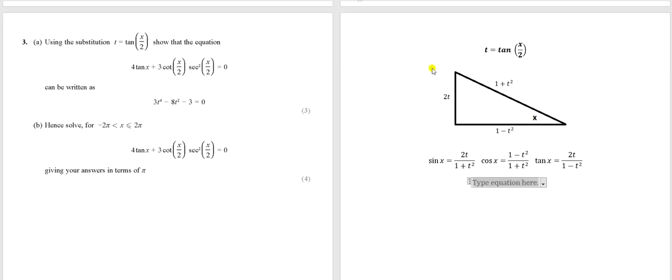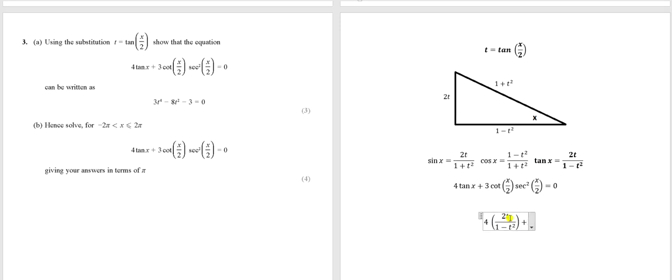We have to show that the equation 4 tan x plus 3 cot x over 2 sec squared x over 2 equals 0 can be written in this form. In other words, as a quartic, or if you like, a quadratic in t squared. So all we need to do is find a way of replacing these functions with something involving t. Well, one of these, straight away, tan x, is one that appears here. Tan x can immediately be turned into 2t over 1 minus t squared. But what about the rest?